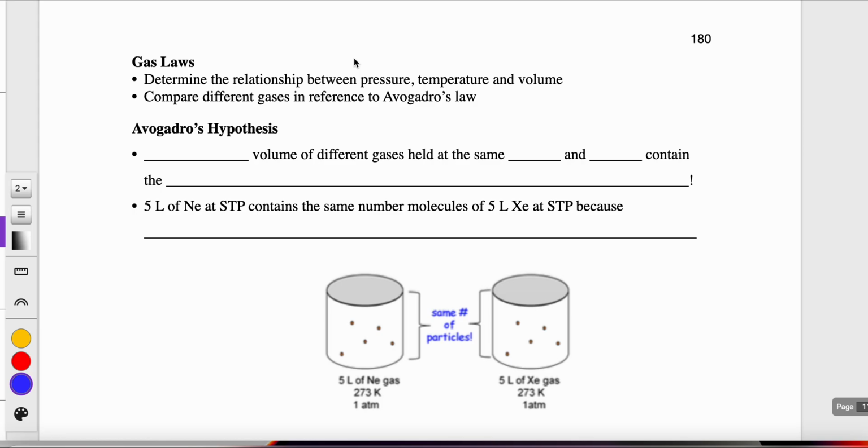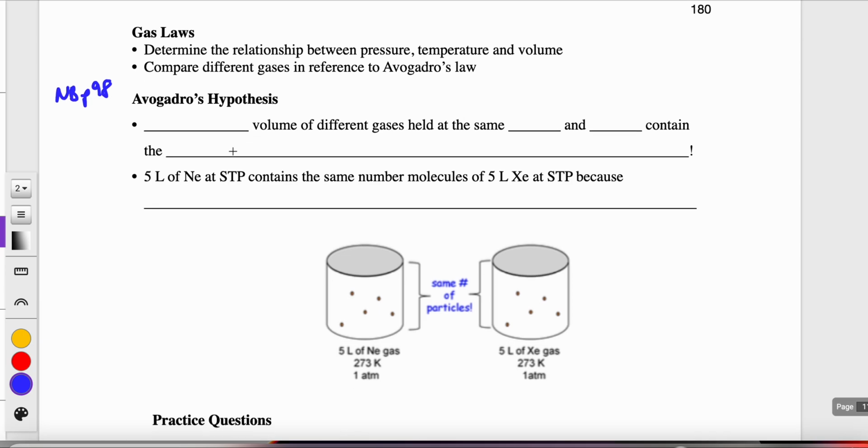And we're going to do a recap of Avogadro's hypothesis. Now, earlier in the school year, we covered this back on page 98. So notebook page 98 was the first time we talked about Avogadro's hypothesis.